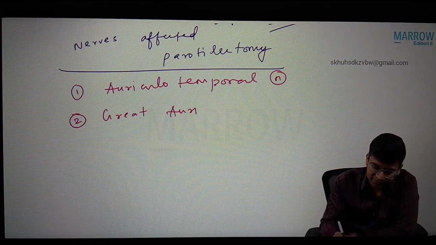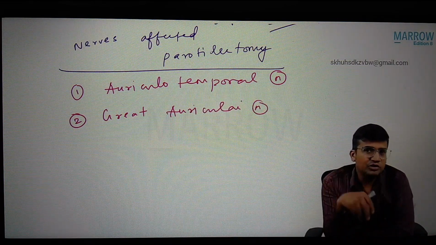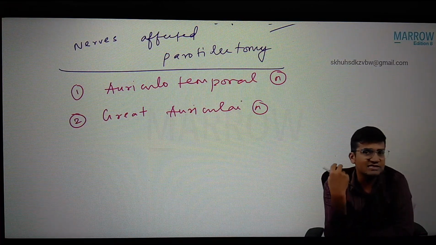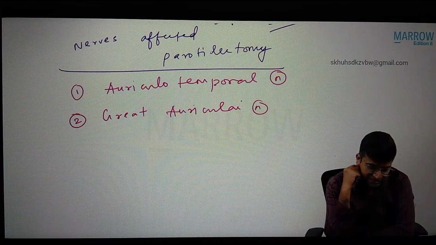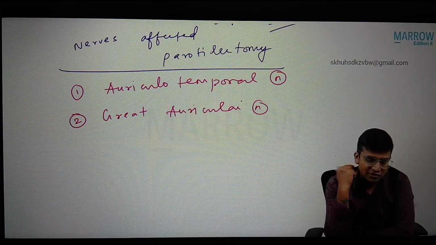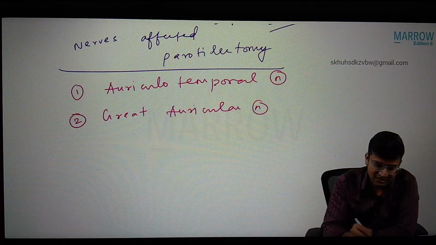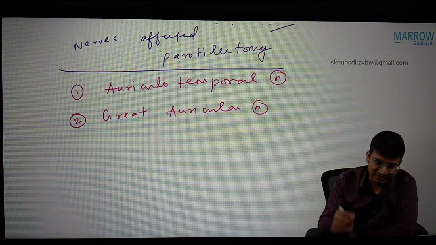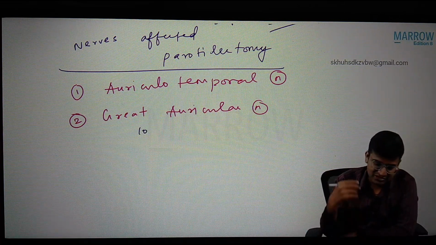Now great auricular nerve damage means, I told you the great auricular nerve carries the sensory fibers from the angle of mandible. The entire face is supplied by the trigeminal nerve for sensation, except the skin over the angle of mandible, which is supplied by the great auricular nerve. So great auricular nerve damage during parotid surgery means the patient has loss of sensation over the beard area, the shaving area. One time they gave this question, in the 2019 AIIMS exam.